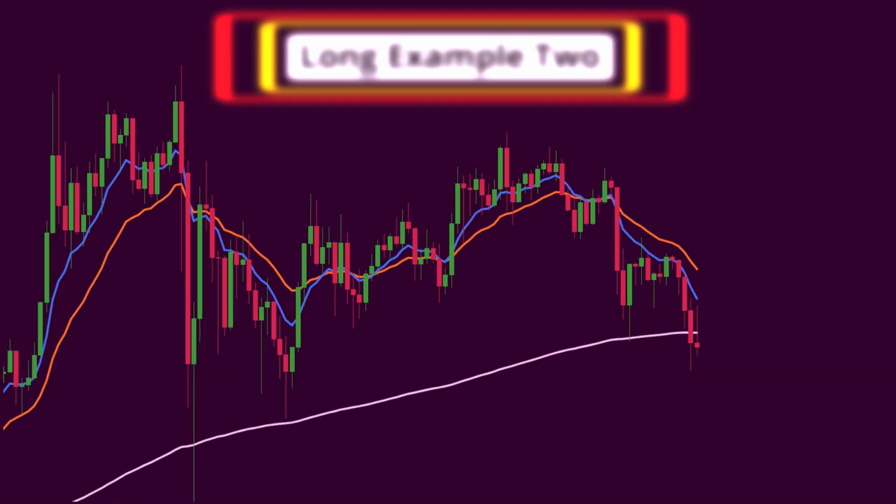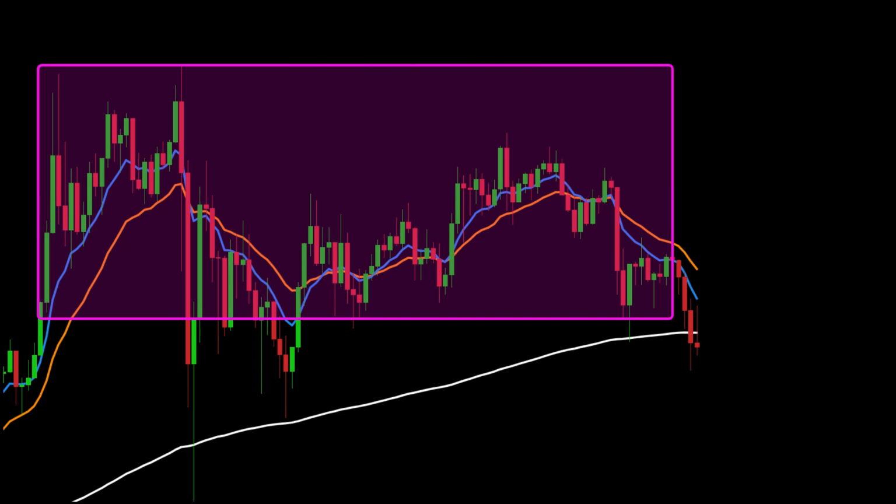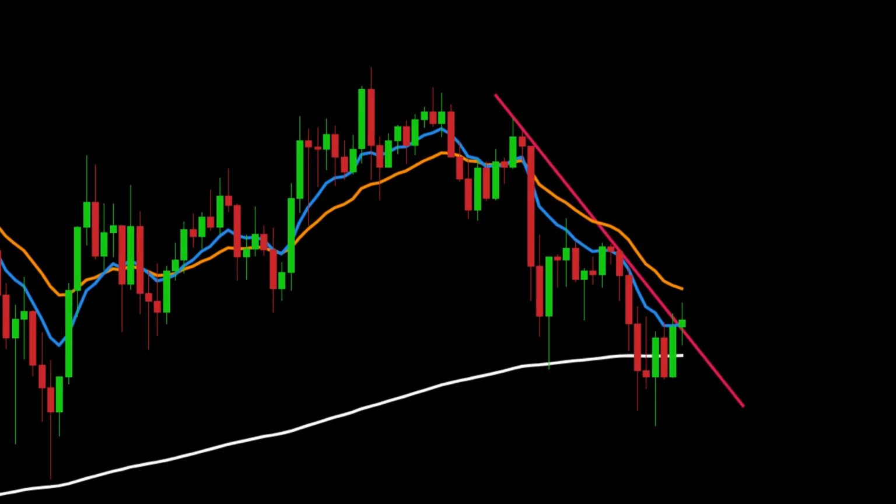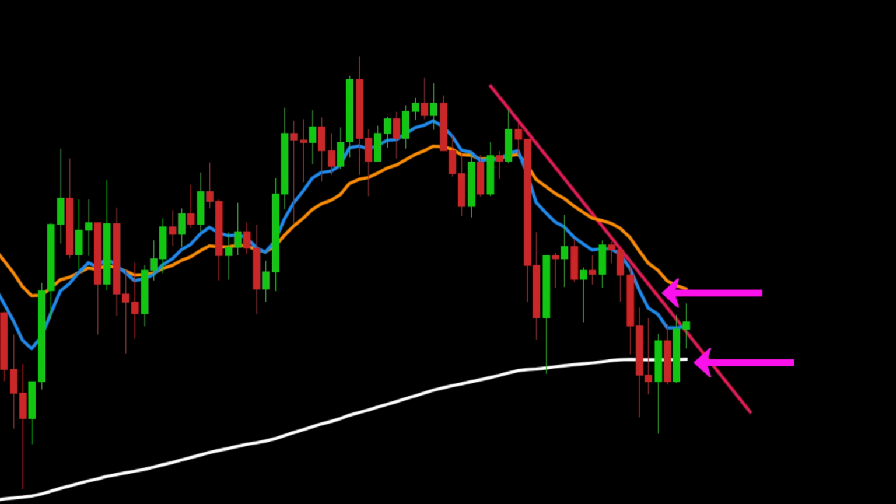I have one more long example. Price must be above the 200 EMA. Next, we are looking for a candle to close below the 200 EMA. Third, the 20 EMA must be over the 9 EMA on the pullback. Finally, price must break the trend line of the pullback and close above the 200 EMA.